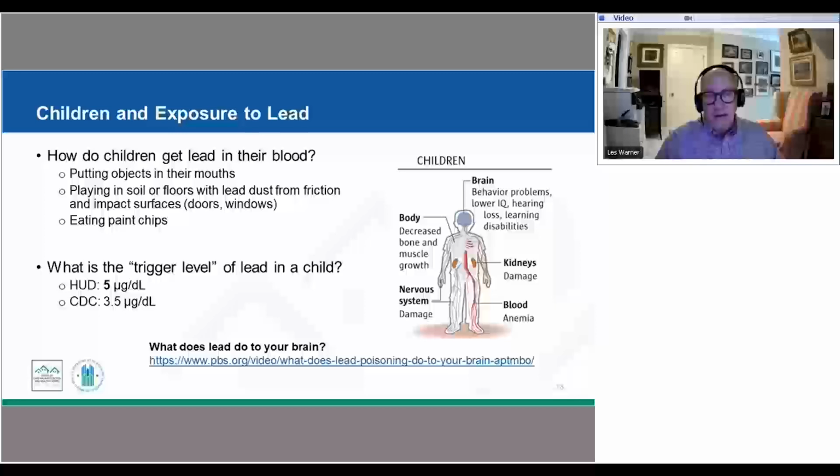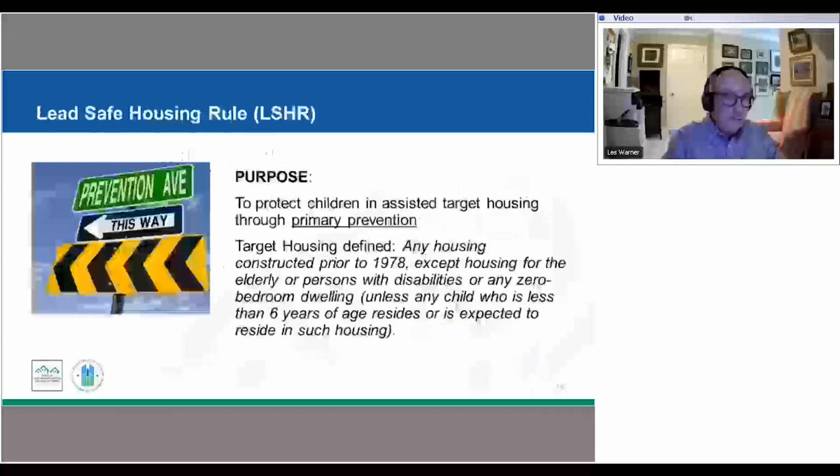So when we're talking about the impact on children, things like decreasing bone and muscle growth, it can have an impact on the brain and its development, also including things like hearing loss or learning disabilities, and then damage to organs and the nervous system, and it could cause anemia. So these are all serious implications that we want, as affordable housing providers, to make sure that we are trying to prevent. So our main purpose for the lead-safe housing rule is to protect children in assisted target housing through primary prevention.